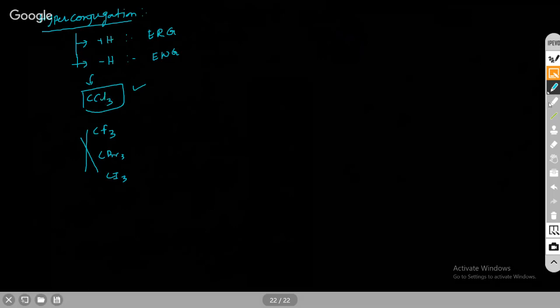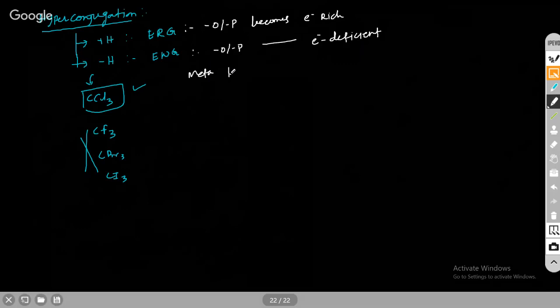And you also know, since we have discussed that because of electron releasing group, ERG, ortho or para position becomes what? Electron rich, right? And here the ortho and para position becomes electron deficient, and meta position is unaffected, right? And this is true in case of what? In case of resonance also, right? And the hyperconjugation plus H effect of CH3 is more than CD3. This also I have discussed already, so I'm not going to discuss this again.